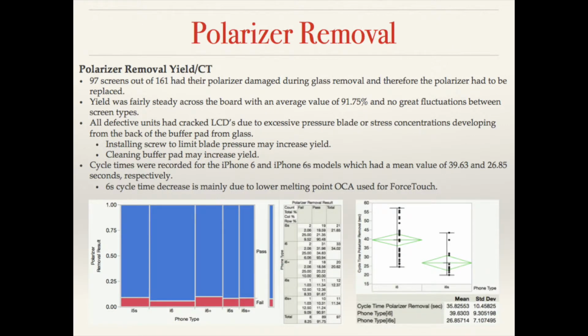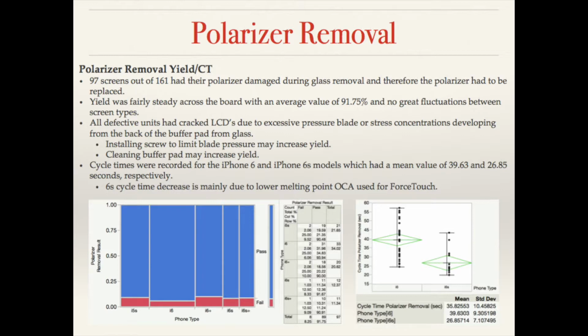If the polarizer is damaged during glass removal, the polarizer would have to be removed in order to allow replacement further down the line. An overall yield rate of 91.75% was found for all LCDs. As seen in the variability chart on the left, cycle times for this process were found to be relatively low, as there is little to no prep time for this process.